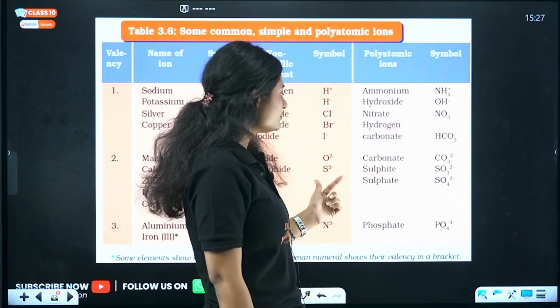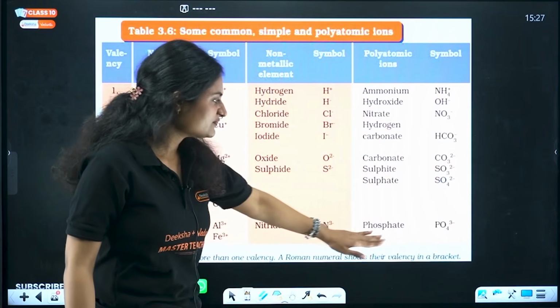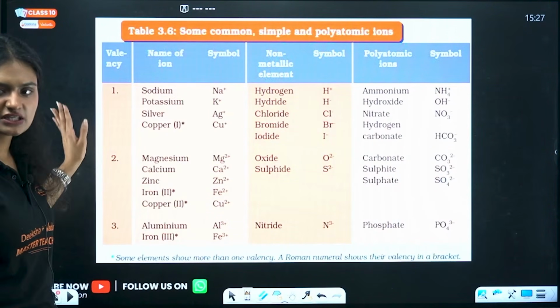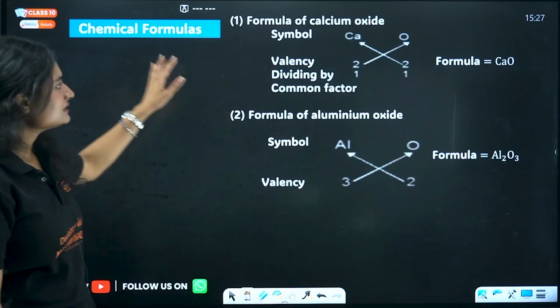Sulfite, SO3 2 negative. Sulfate, SO4 2 negative. Then phosphate is also PO4 3 negative. This is very important. Just go through it once. Okay, now you know how to write the chemical formulas.